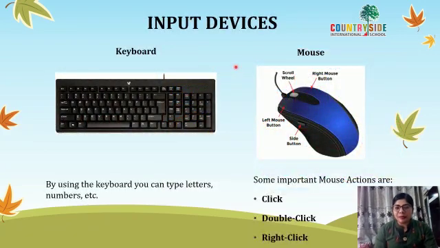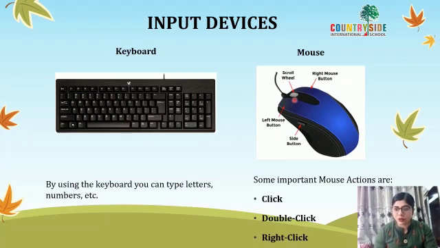Now comes input devices. Basically, we'll understand two types of input devices in this chapter. They are keyboard and mouse. Keyboard is used to type many letters and numbers. You all know, you have seen this. So many keys are there, and so many numbers are also there. Special keys are there, function keys are there. So for typing anything, we use the keyboard.